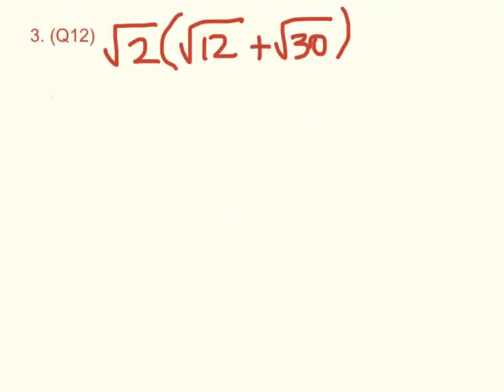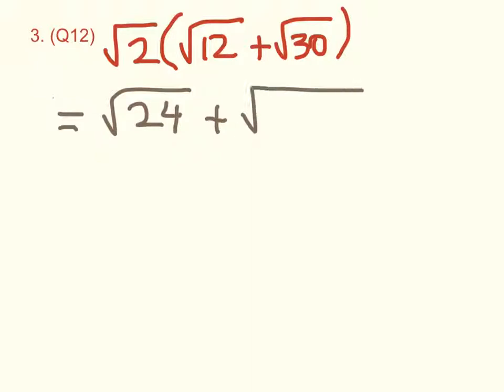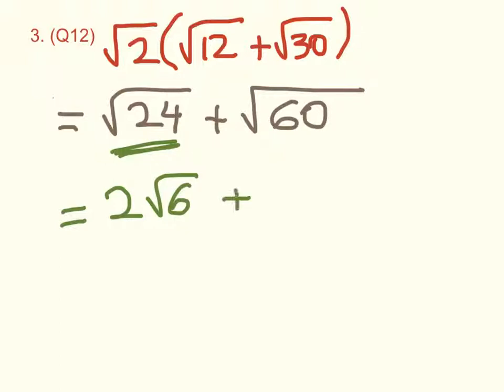Alright, now here I've got some bracket expanding to do, just how I always do it. Root 2 times root 12 is root 24, plus root 2 times root 30 is root 60. Now we go looking for perfect squares, and we can see we've got a factor of 24, which is 4. So it's going to be 2 root 6 plus, perfect square in there, 60 is a multiple of 4, so it's going to be 2 root 15. Now that's as much simplifying as I can do here because I've got different square roots. So that's the end of question 3.